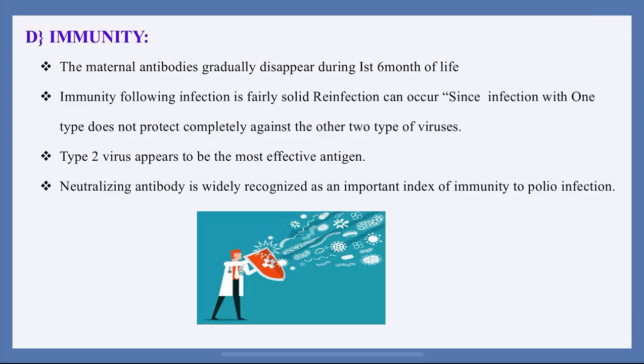Type 2 virus appears to be the most effective antigen, and the neutralizing antibody is widely recognized as an important index of immunity to polio infection. So the antibody is recognized as an index of immunity against the infection.